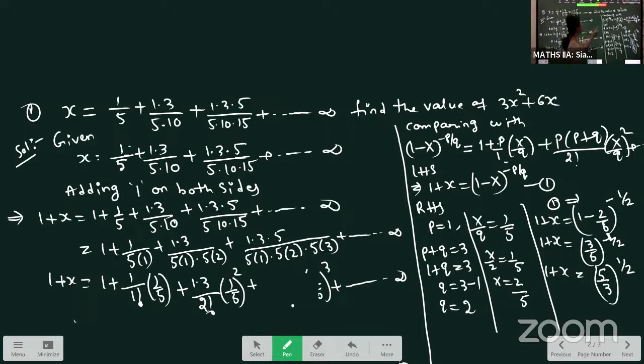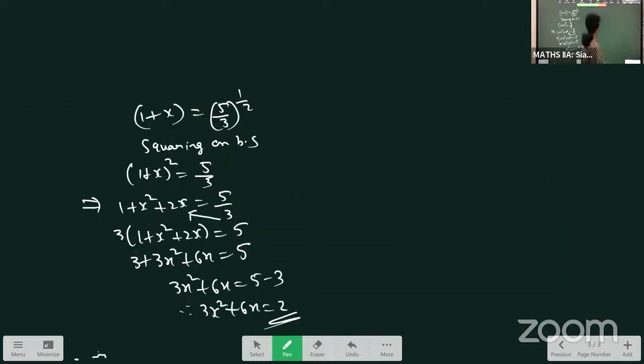Compare with the (1 minus X) to the power minus p by q format, comparing both the LHS and the RHS. Finally, we will get the p, q and capital X values. Take these three and substitute in equation 1. So we will get 1 plus x is equal to 5 by 3 whole power 1 by 2. Now after squaring on both sides, we can get the value of 3x square plus 6x as 2.